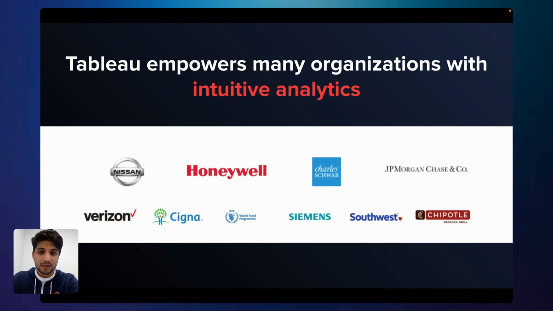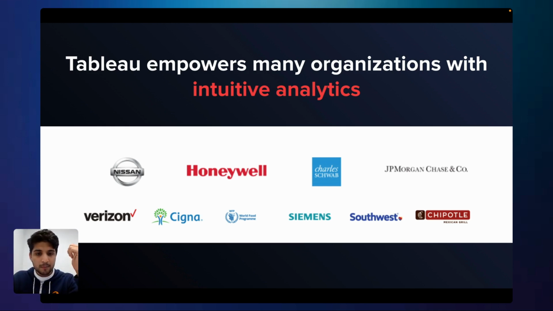Nissan is using it on their factory floors. Honeywell Electronics is using it to better do research on their different electronic items. Charles Schwab and JP Morgan Chase are using it to evaluate portfolios in which companies they should invest into. Verizon is using it to see the uptime of all their telephone networks across the United States of America. Chipotle is using it for better supply chain management. And there are a variety of different other organizations that use it as well.